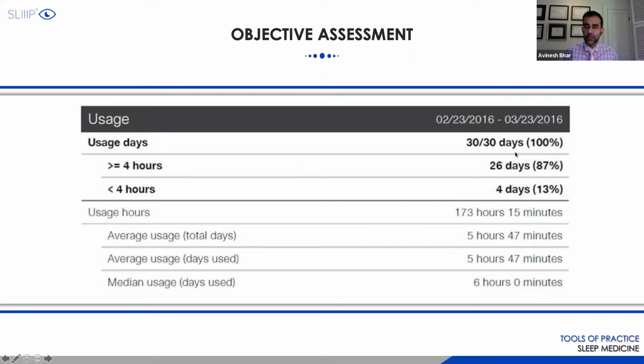But there is another measure, apart from the 4 hours usage here, that is important, which is to see average usage on days used. Now, total days will also include days that they had maybe trouble with, or they didn't use it, so that averages out and gives you a slightly lower number. In this case, the patient uses it for 5 hours and 47 minutes on the days they've actually used it. That's the average on days used, as opposed to all days used or not used.